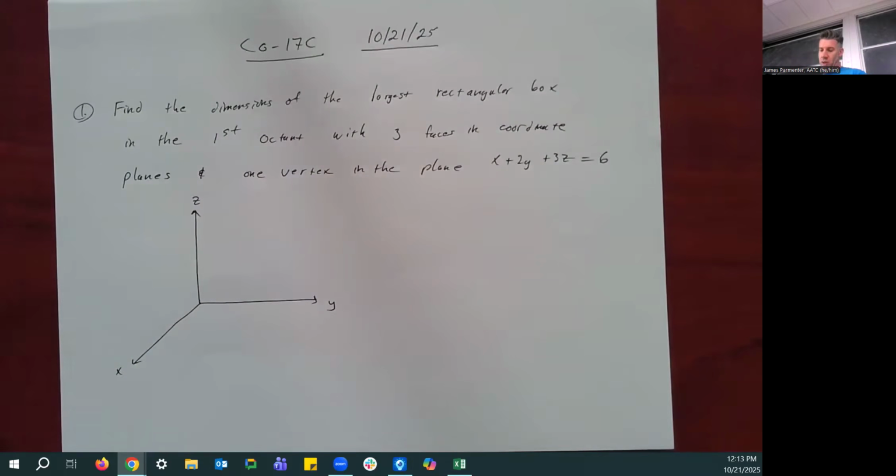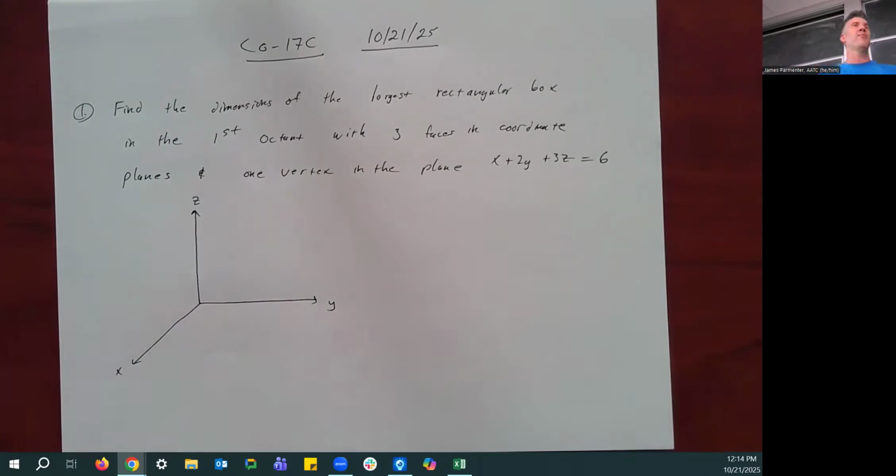We're not to the left of the XZ plane, and we're not below the XY plane, right? If we're thinking of that corner as the origin, we are sitting in the first octant where X is positive, Y is positive, and Z is positive. And then we've also got this other plane, the plane X plus 2Y plus 3Z equals 6.